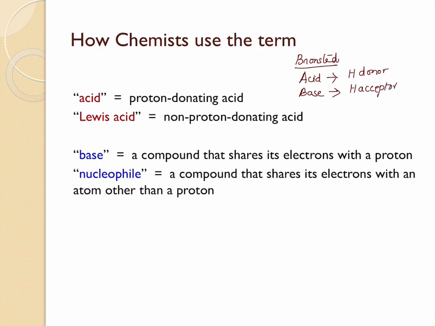But according to Lewis' definition, an acid is any substance or any species which has the ability to accept a share in an electron pair, whereas a base is a species which has the ability to donate a share in an electron pair. When it comes to Bronsted, you talk in terms of protons, and when it comes to Lewis, you talk in terms of sharing electrons.